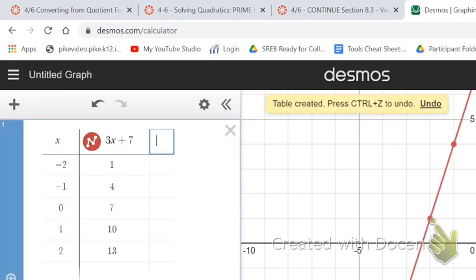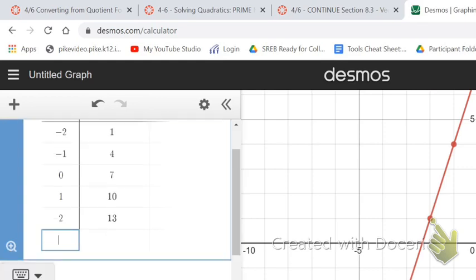We want an output of 5. Well, that's happening obviously somewhere between these two, right? Because here's an output of 4. Here's an output of 7. So if I try different things, I can use this to help me guess and check.